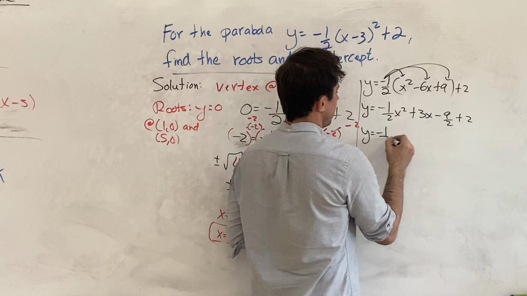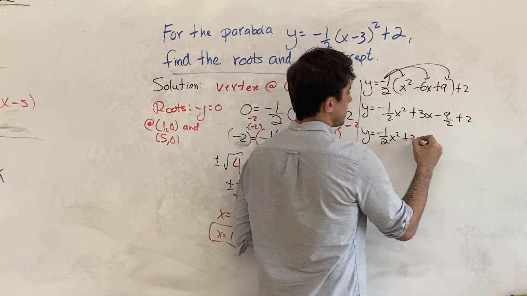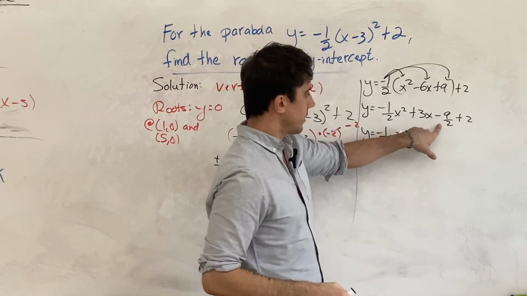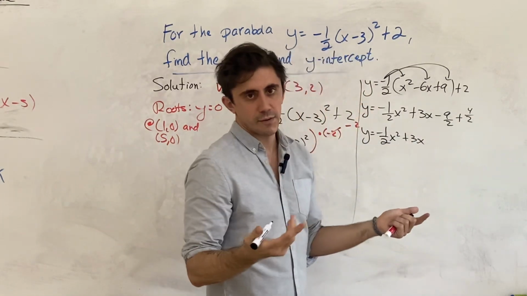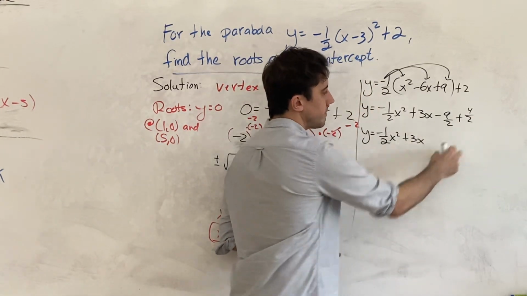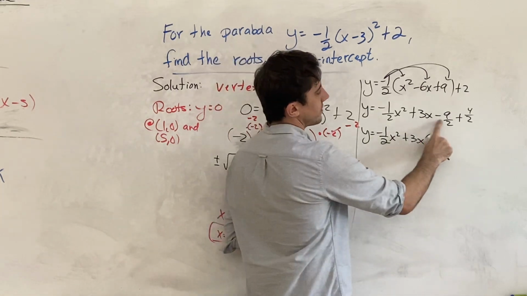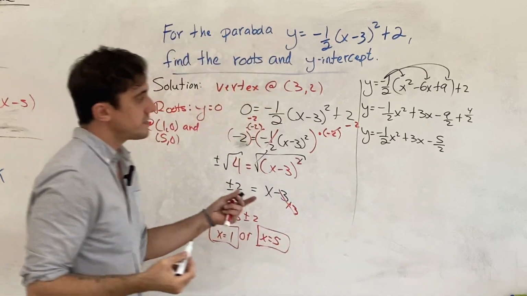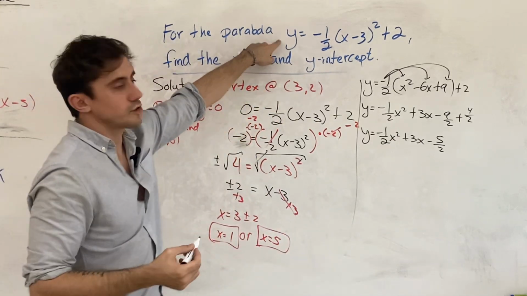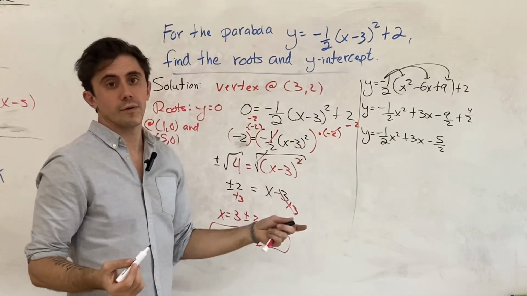So we have negative 1/2 x squared plus 3x. Negative 2 is the same as 4 over 2, if you want to think of it that way. And now we have a common denominator, and so we can combine those two. Negative 9 plus 4 means minus 5 over 2. So this is our quadratic function in standard form, right?